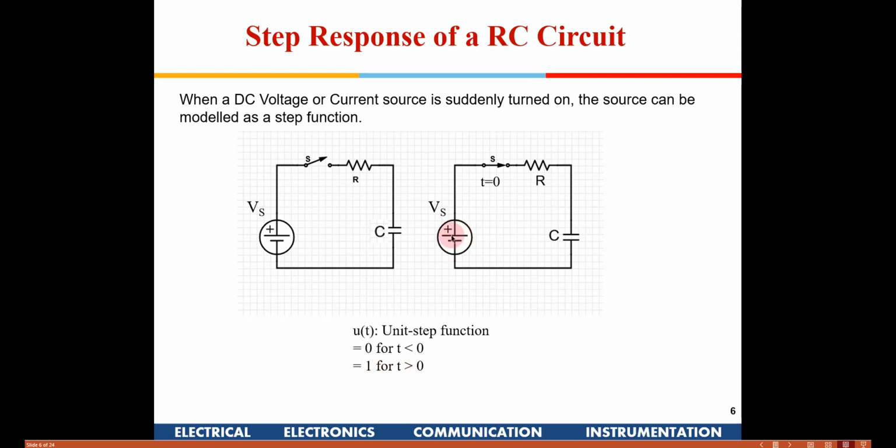So if this source along with this switch can be modeled as Vs into u(t), that means for t equal to 0, u(t) is 0, so Vs is 0, and for t greater than 0, u(t) is 1, so this becomes Vs. So that is how we model this source. This source and this switch together will be modeled as Vs into u(t).